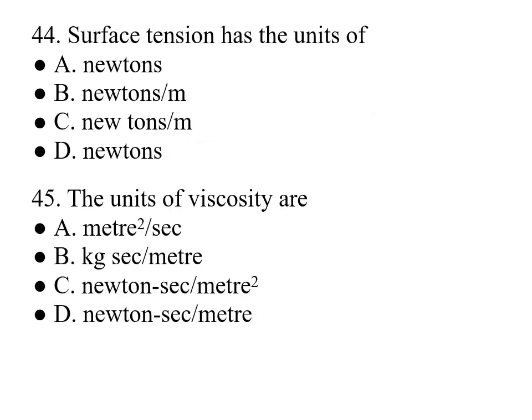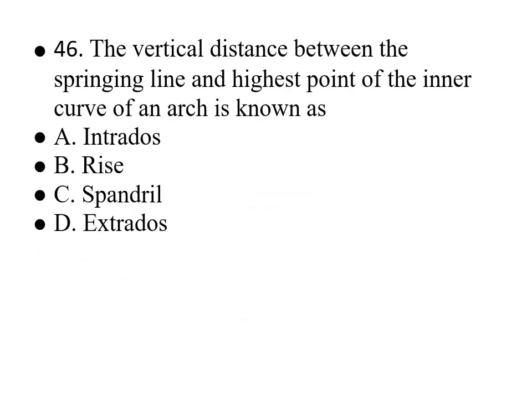44th question. Surface tension has the units of option B is the right answer, Newton per meter. 45th question. The units of viscosity are Newton second per meter square. Option C is the answer. 46th question. The vertical distance between the springing line and highest point of the inner curve of an arch is known as option B is the right answer, rise.